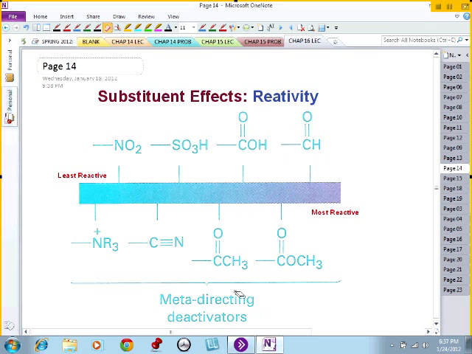Yes. In this case, what you have here, this group on the right side is less deactivating than this group. So if I have this group on the benzene ring, and I have the nitro group on the benzene ring, this will take over the direction. In other words, this would deactivate the ring less than this would. Okay? And that is why we have this chart for you.